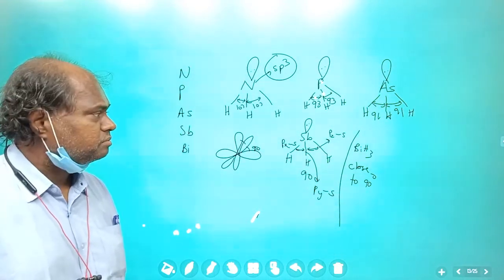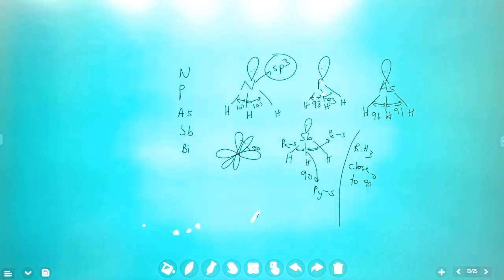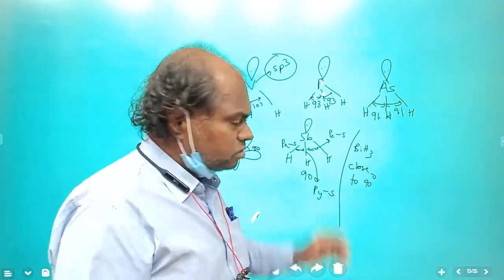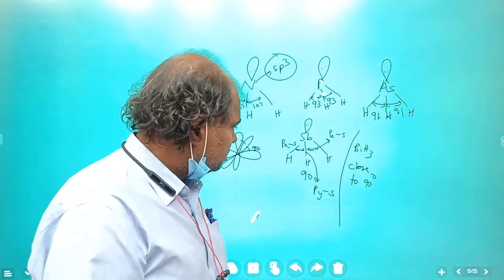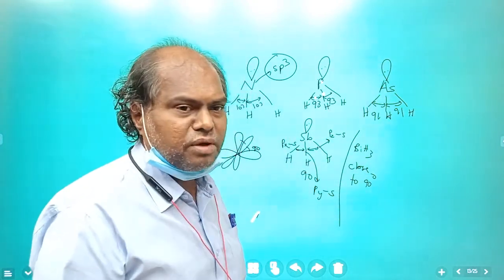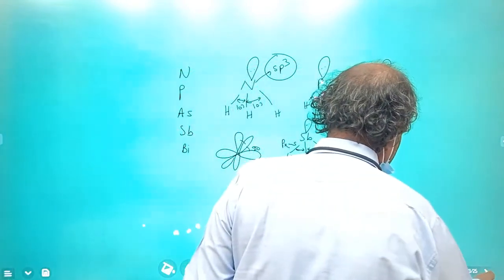It's very important. Students, please note down this very important point. Have you noted this down? This is something very, very important. This happens for the nitrogen family, especially only the nitrogen family. So it's all about bond angle.